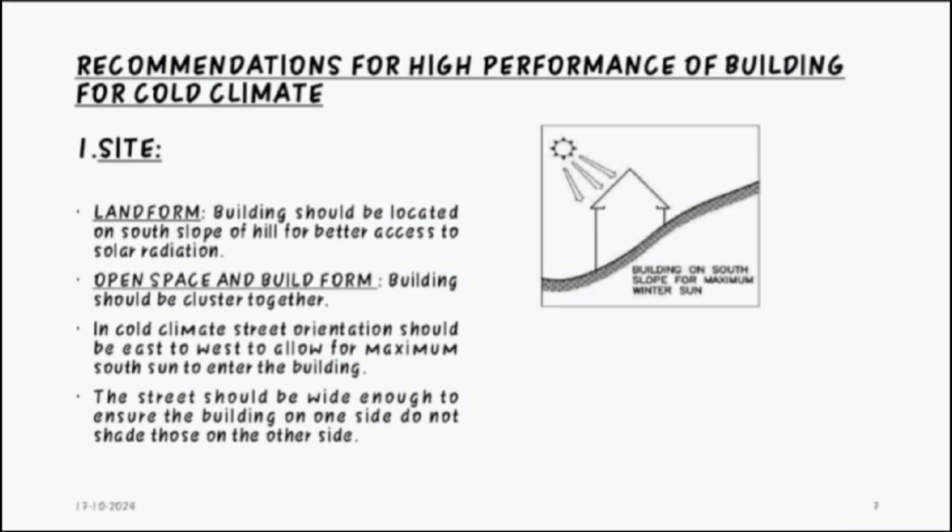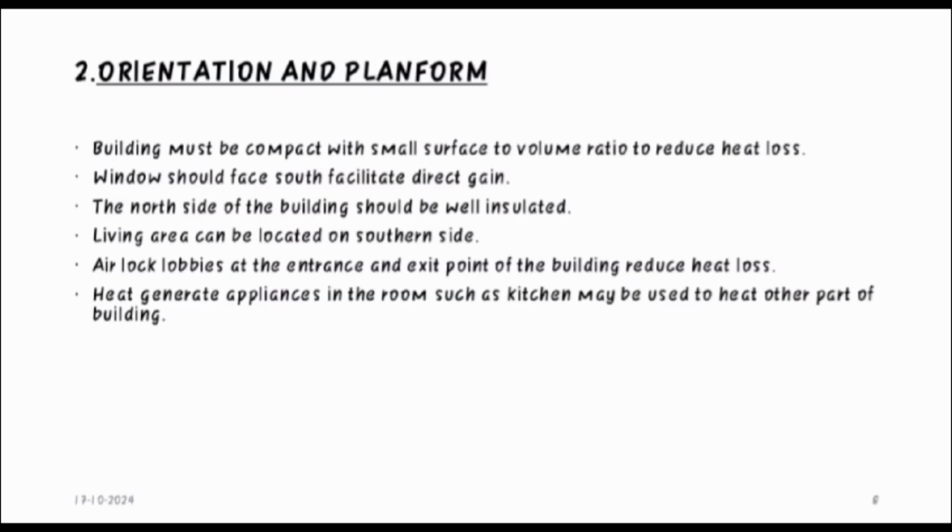The street should be wide enough to ensure the building on one side do not shade those on the other side, shown in the figure. Next one is orientation and plan form. Building must be compact with small surface to volume ratio to reduce heat losses, and should face south directly to gain the solar radiations, and north side of the building should be well insulated.